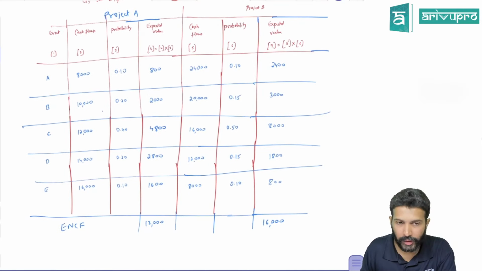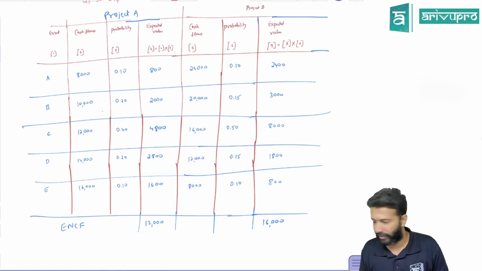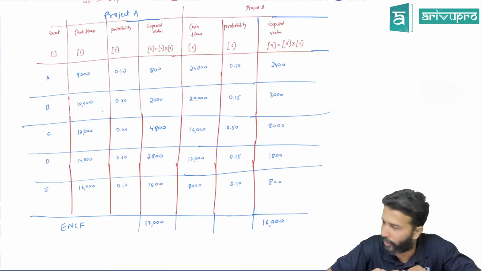Yeah, we have to find, because they are asking for the decision. The decision will be based on NPV only, but the cash flows that you use for NPV will differ over here. That's all.